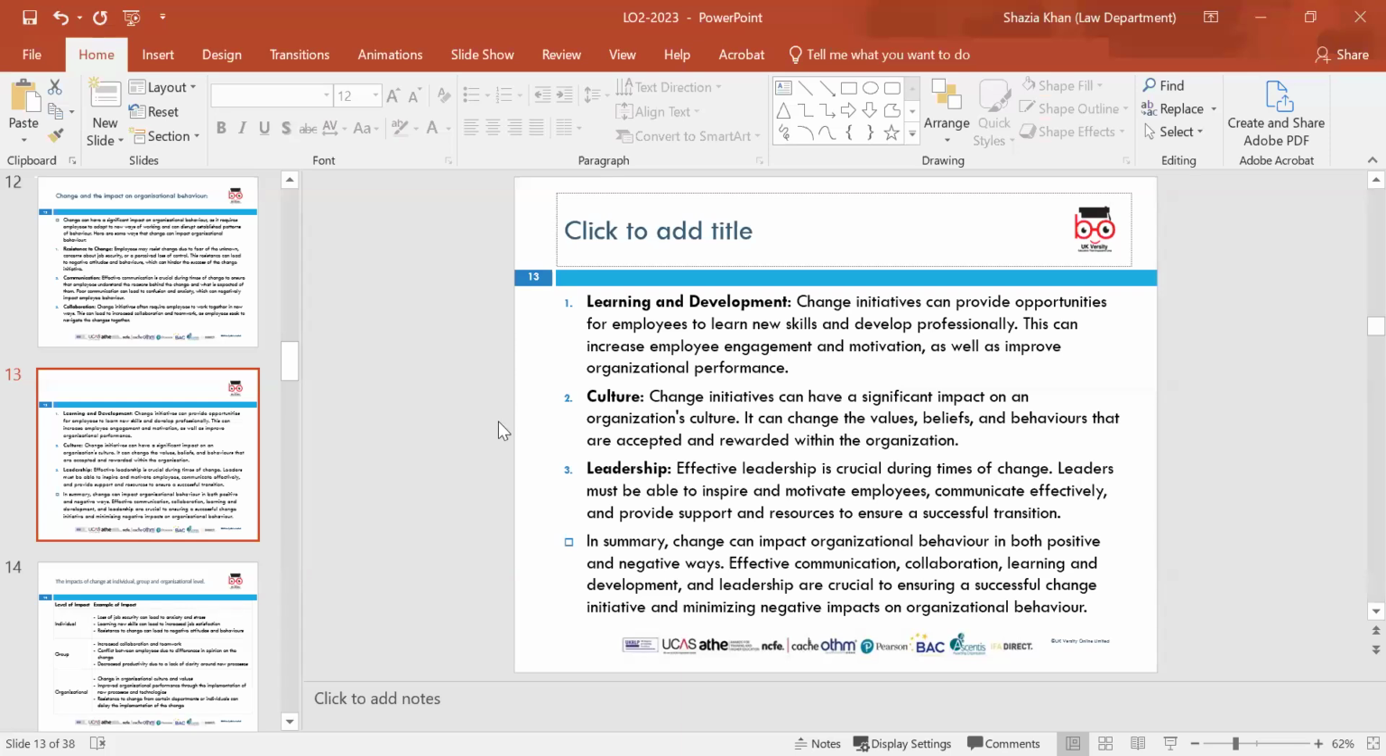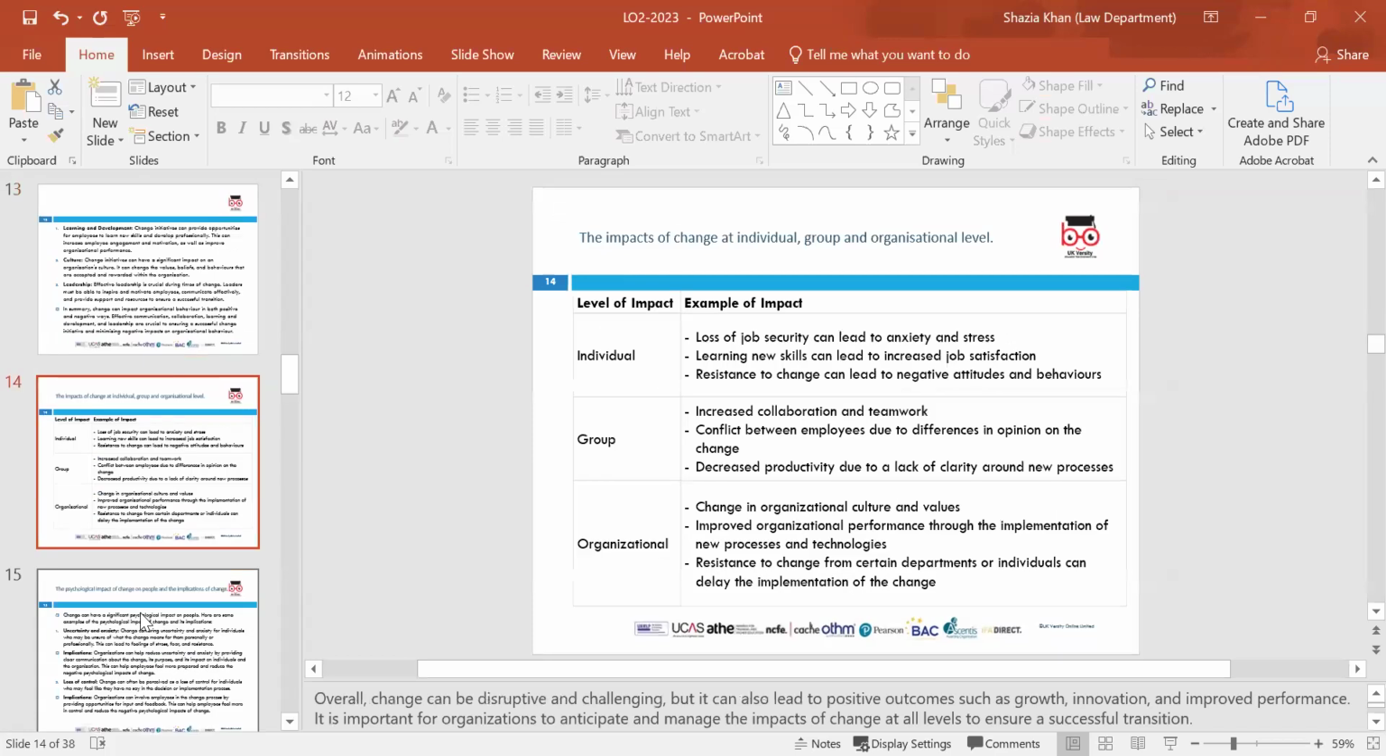Another one is leadership. Effective leadership is crucial during this time. Leaders need to be able to support their employees, motivate their employees, and communicate with their employees to make sure there's effective communication and effective collaboration when change does occur. Some managers are not like that. Some managers are really good like that. So, the impact of change at individual levels: overall, change can be disruptive, as we mentioned, and challenging, but there are also positive outcomes, growing the organization and shifting the organization into better performance.